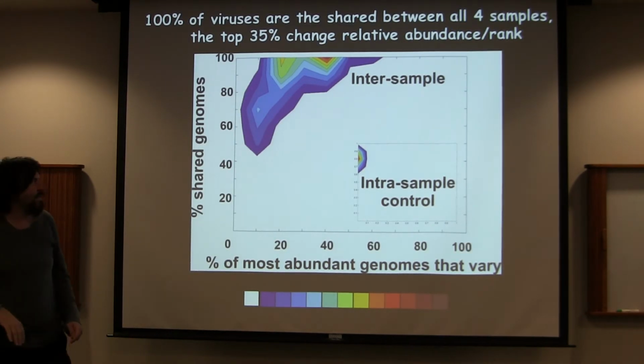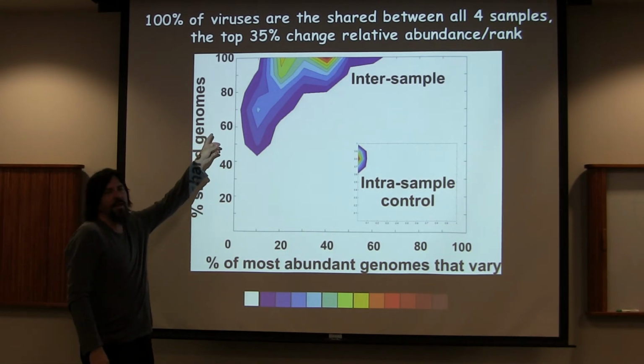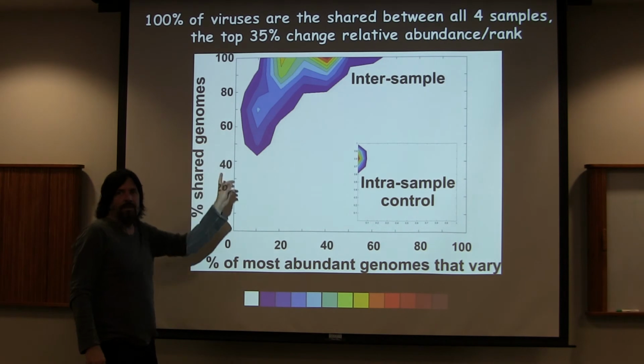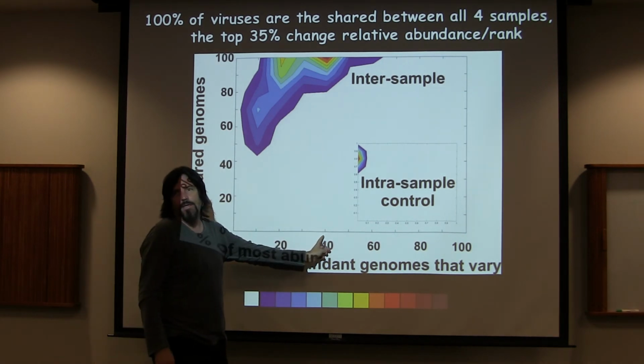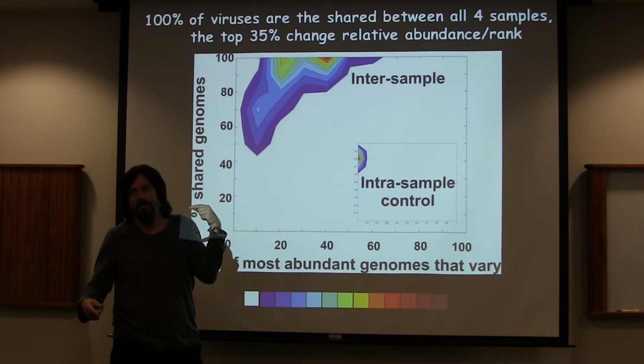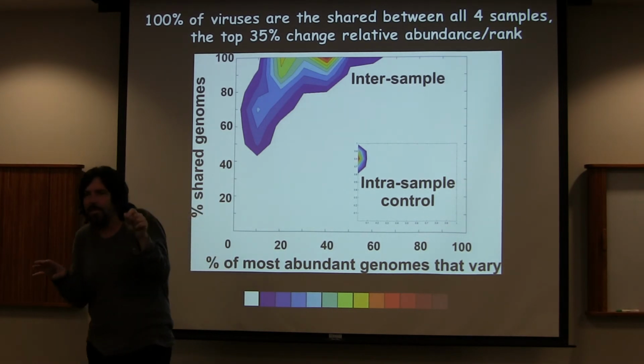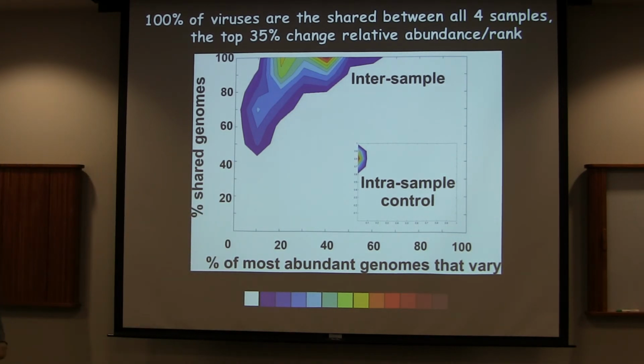All right, and this is just the answer. If you do that for all of those samples, what we really find is that across the oceans, 100% of the genotypes are shared, okay? But the relative ranks of the most abundant ones have changed a lot. Okay? So this means everything is everywhere from the viral point of view, okay? But their relative importance is changing. So this is like standard rare biosphere stuff, right?